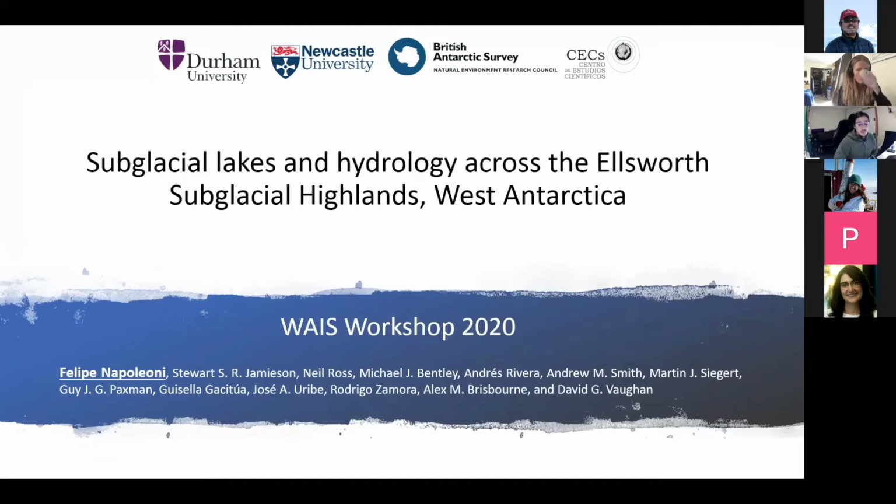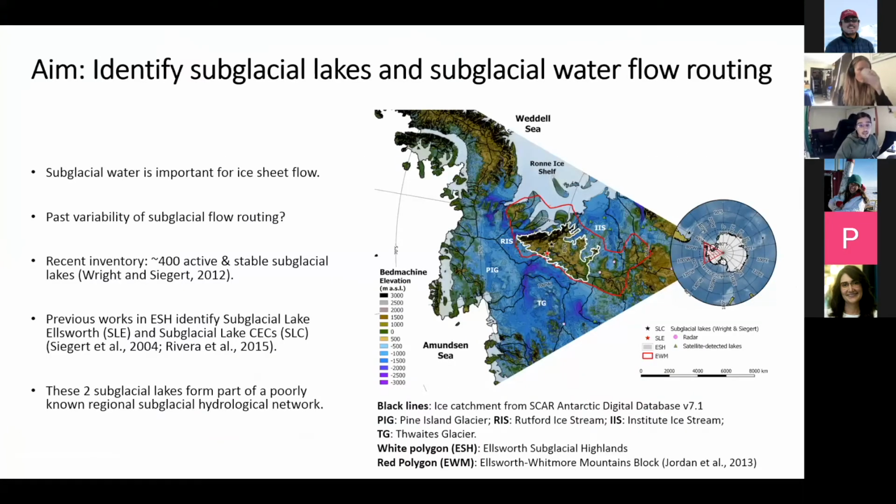The aim of this work is to identify subglacial lakes and the subglacial water flow routing. We think this is important because subglacial water has the potential to control the location of the ice sheet onset, but under different ice sheet extents, we might expect variations in subglacial water routing. In the figure, the white polygon is showing the Ellsworth Subglacial Highlands, and the black lines are representing the ice catchment.